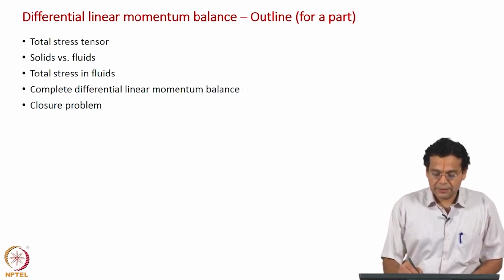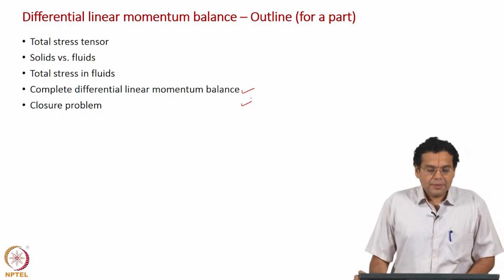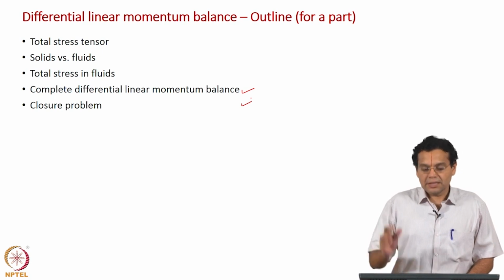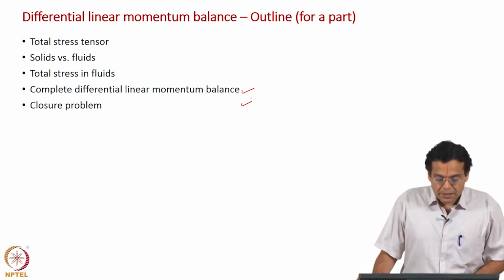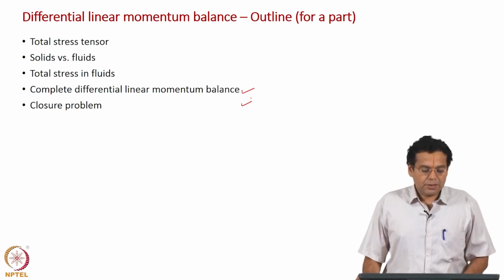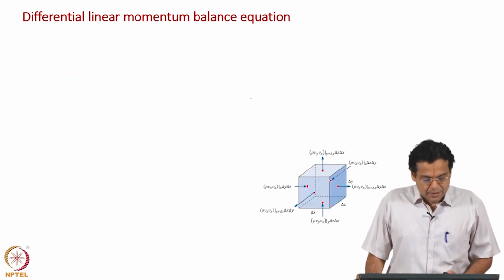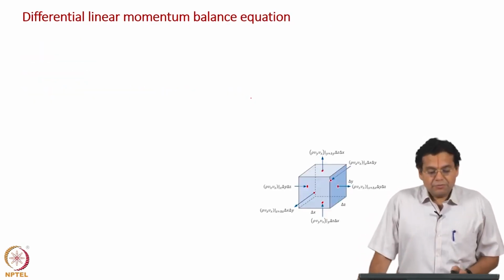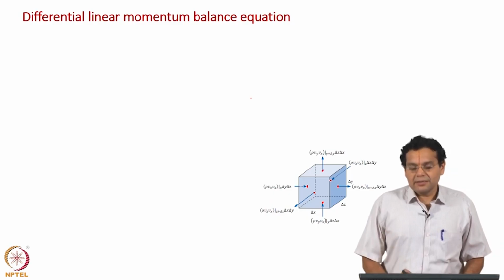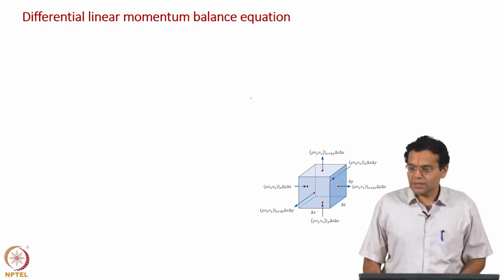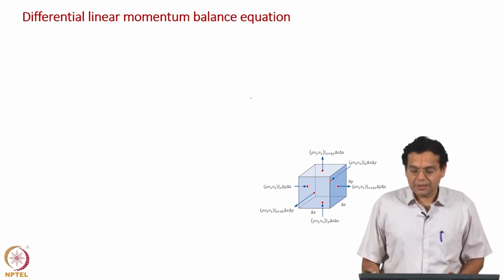Now we are going to discuss these two bullets, namely completing the differential linear momentum balance, which means we are going to include the surface forces on the right hand side, and also discuss a new problem which will arise, namely the closure problem. Now we have derived the left hand side and the gravity on the right hand side a few lectures ago. So just to revise, we will quickly run through those two slides again now. These two are recall slides, there is nothing new here.